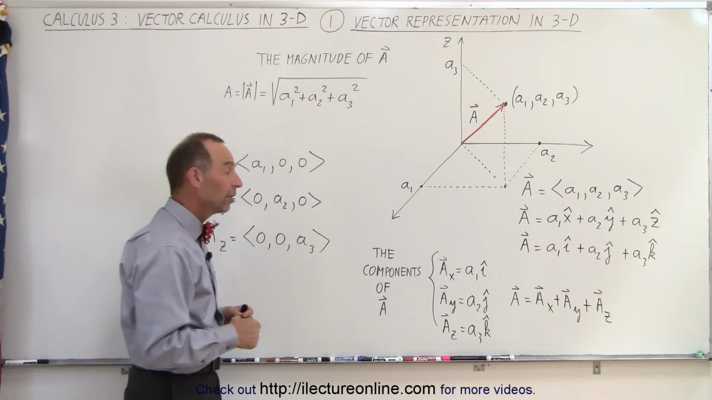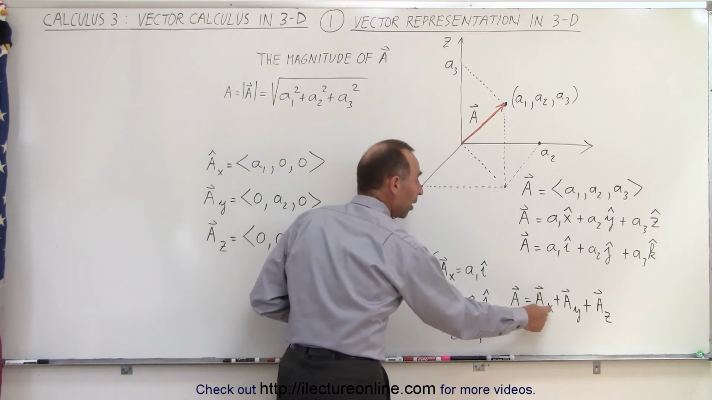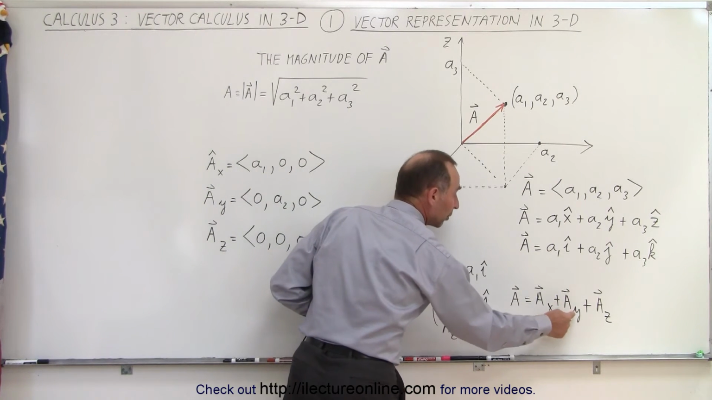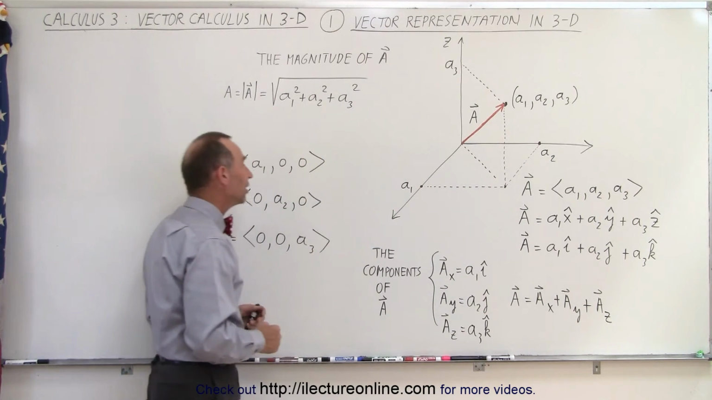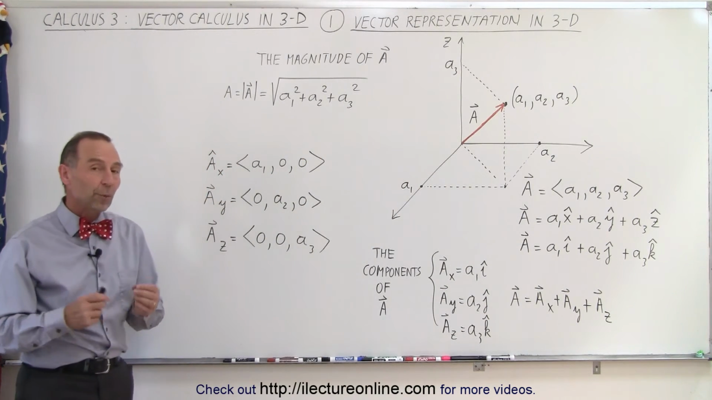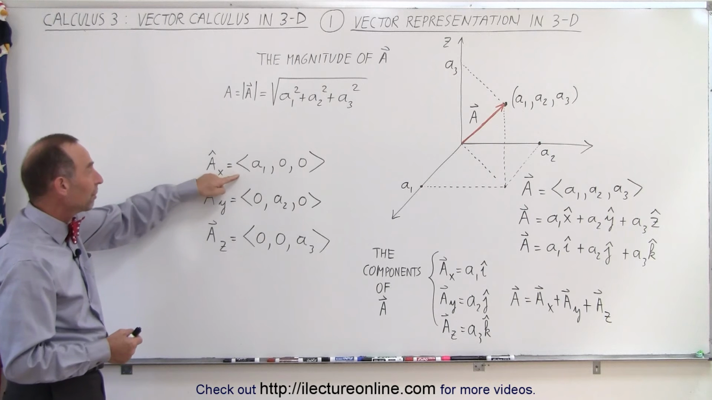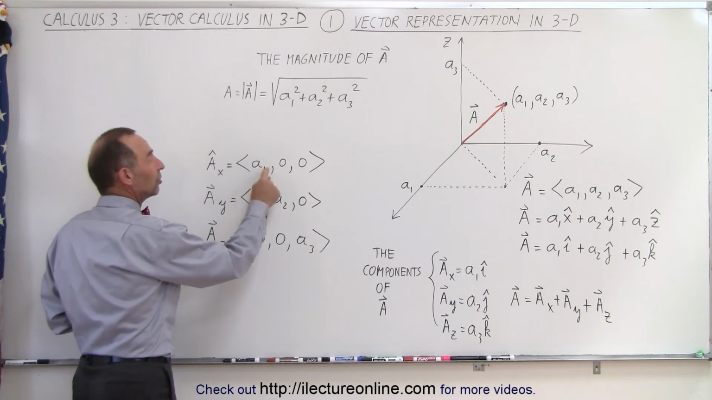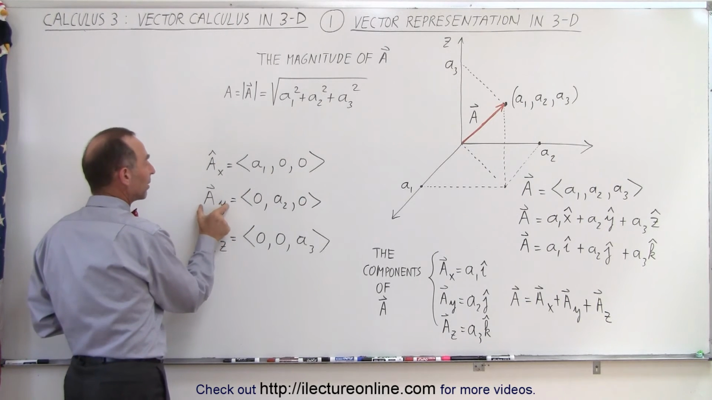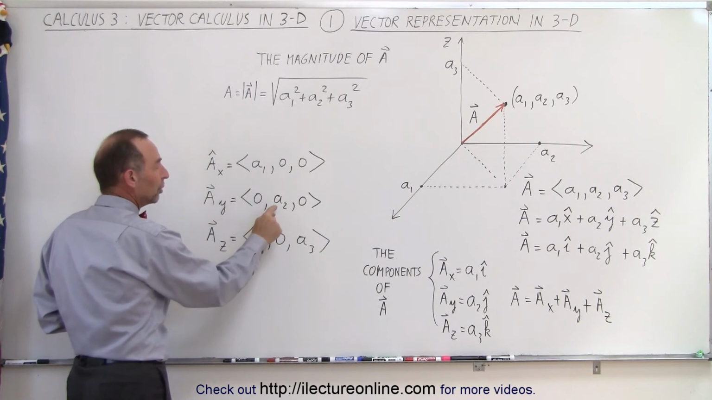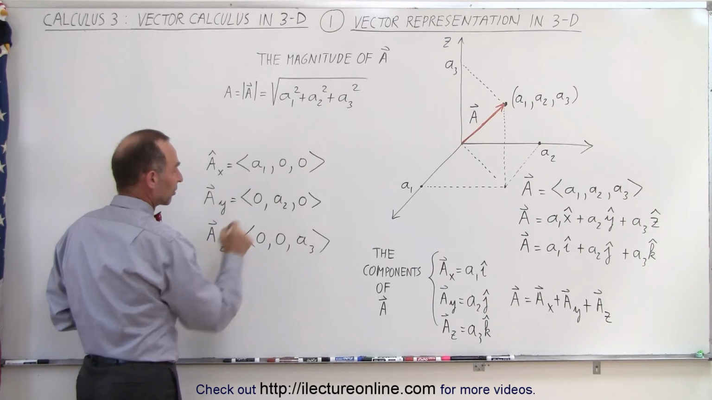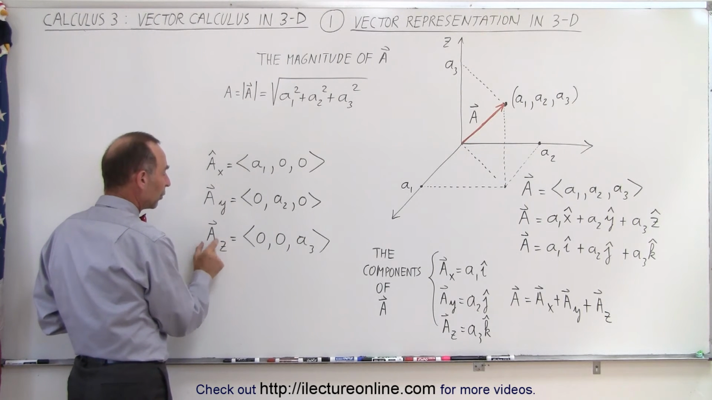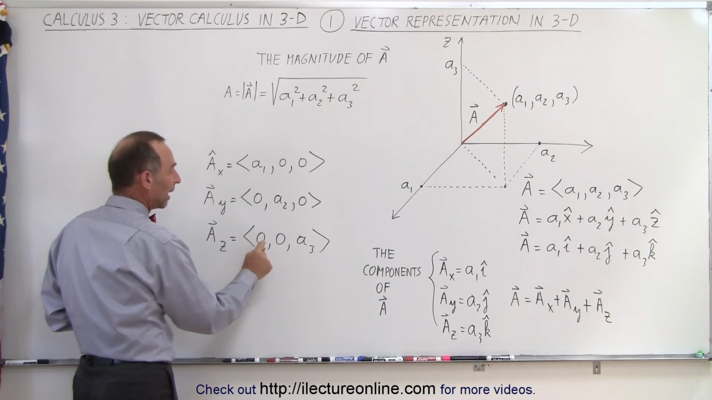We can also write the vector as a sum of the three components: the x component, the y component, and the z component. So if you want to then write the components in this format, notice that the x component only has a value in the x direction, not in the y and the z direction. The y component only has a value or magnitude in the y direction, not in the x and the z direction. And the z component only has a magnitude in the z direction and not in the x or the y direction.